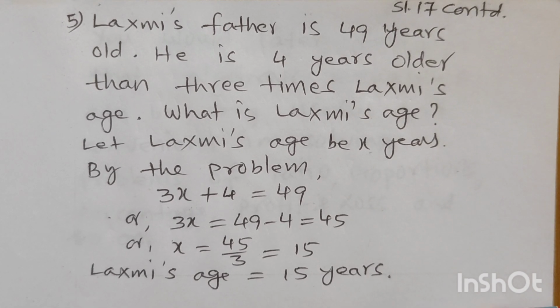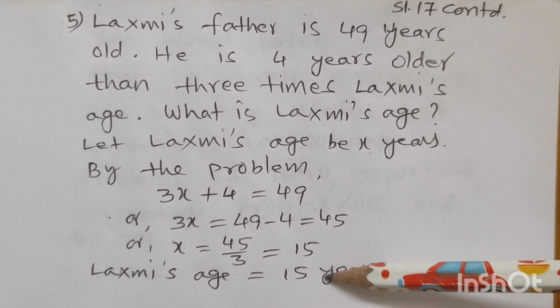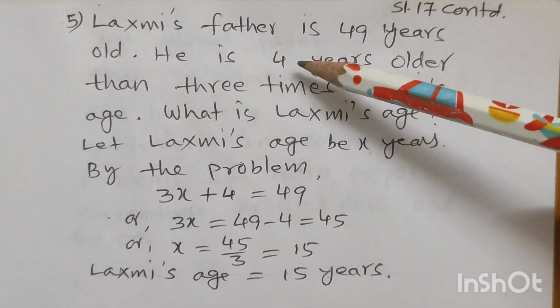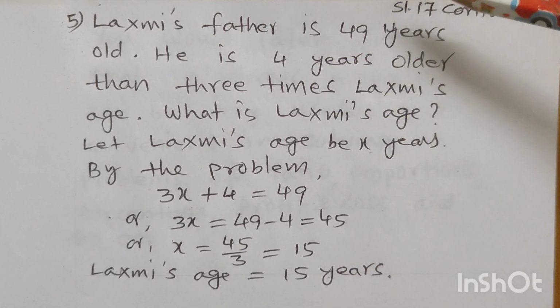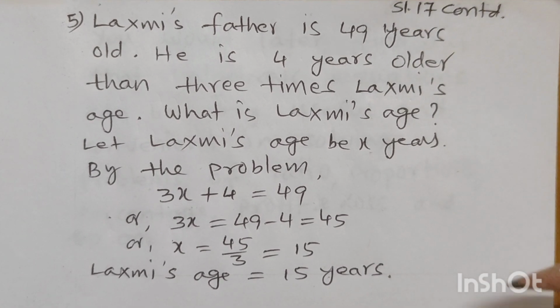Now you can see here, 3 times 15 is 45 and 45 plus 4 is 49, which is Lakshmi's father's age. So you can check back the answer in this way.